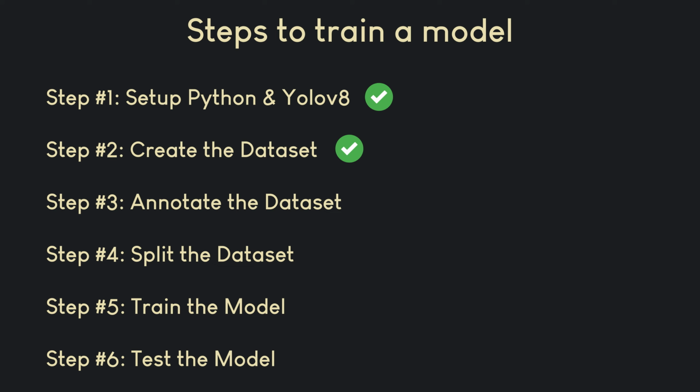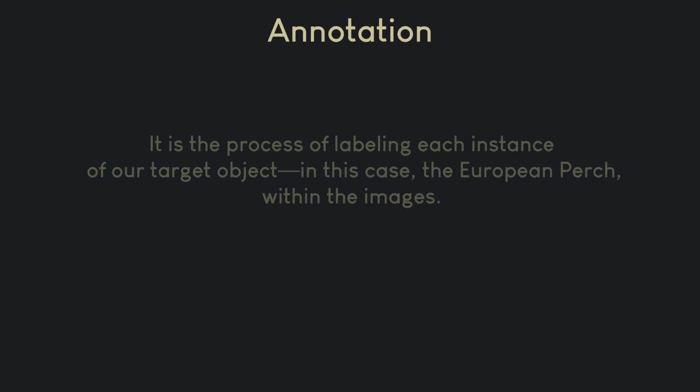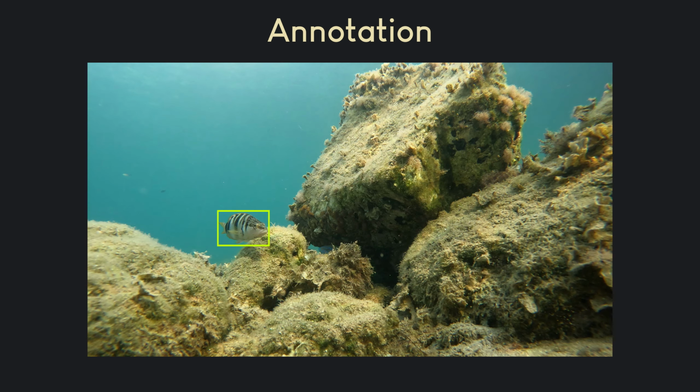So, what does annotating the dataset mean and why is it so important? Annotation is the process of labeling each instance of our target object, in our case, the European perch, within the images. This involves drawing a bounding box around every fish in each image so the model learns to recognize what we are asking it to detect. Essentially, annotations provide the answer key the model will use to learn from.